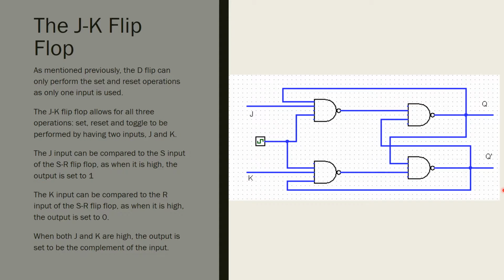Here we have the logic diagram of the JK flip-flop. Note that the J input can be compared to the S input of the SR flip-flop, as when it alone is high, the output is set to 1. The K input can be compared to the R input of the SR flip-flop, as when it alone is high, the output is set to 0. The JK flip-flop allows for both inputs to be high, unlike the SR flip-flop. When both inputs are high, the toggle operation is performed.